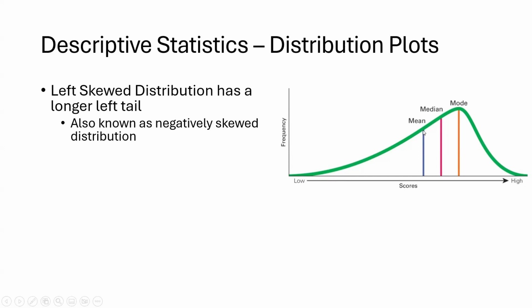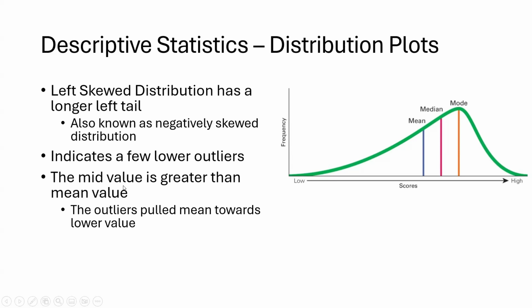But why is the mean towards the left? It is because there are a few very extreme outliers which are very small values which actually pull the mean towards the left. Okay, this is what we can interpret from a left skewed distribution. And the median is greater than the mean, which is obvious here.